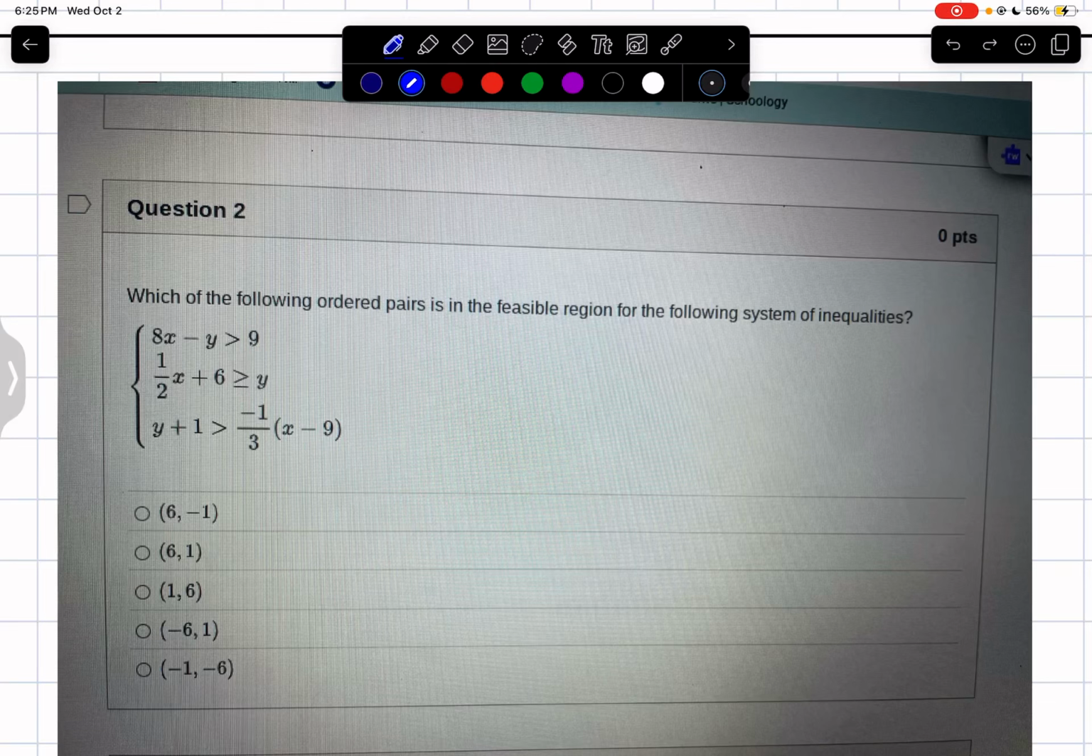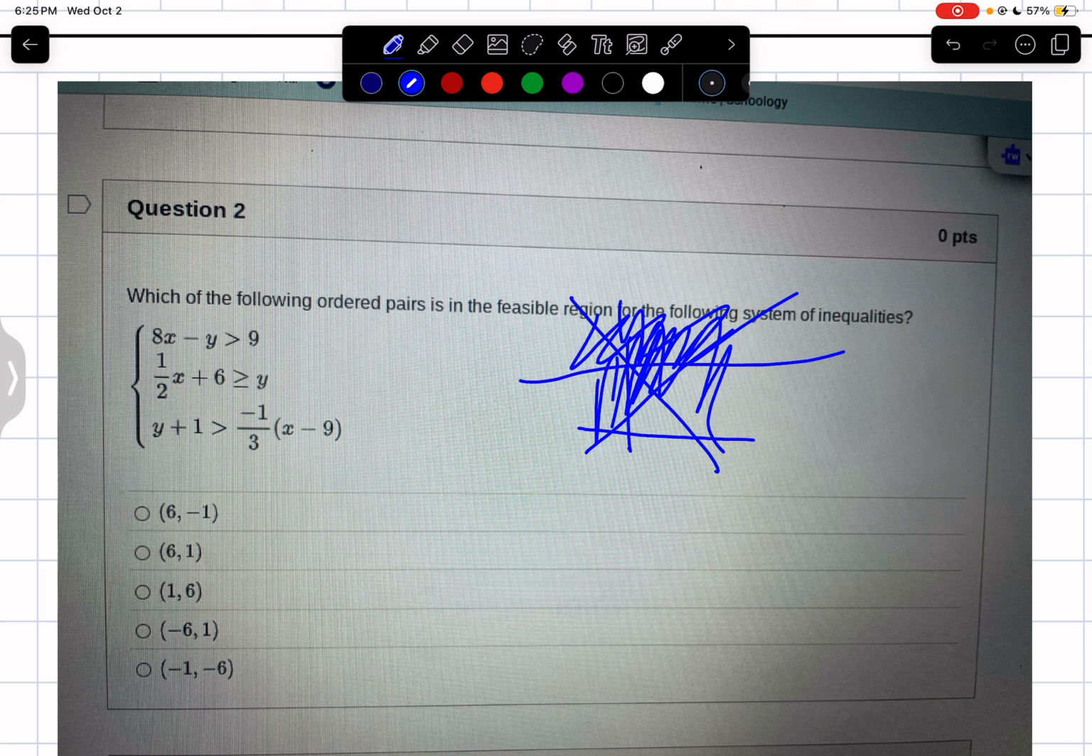Okay, so for this one, probably what you were doing in class is you would graph each inequality. So graph it and then shade, graph the other one and then shade, and then graph the last one and then shade, and then see which point lives in the shaded region.